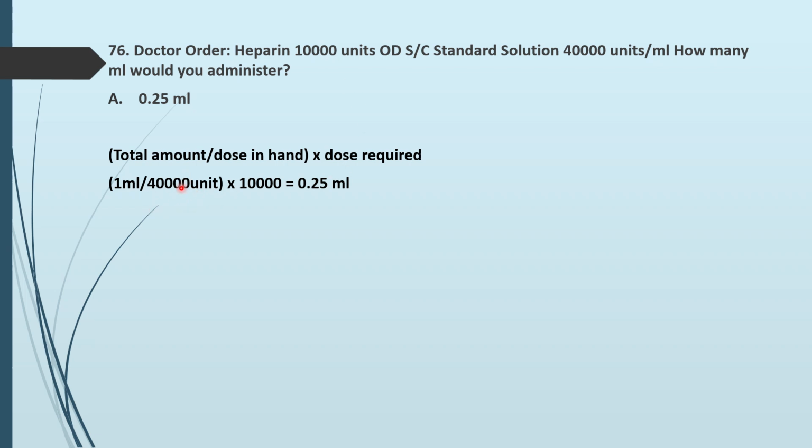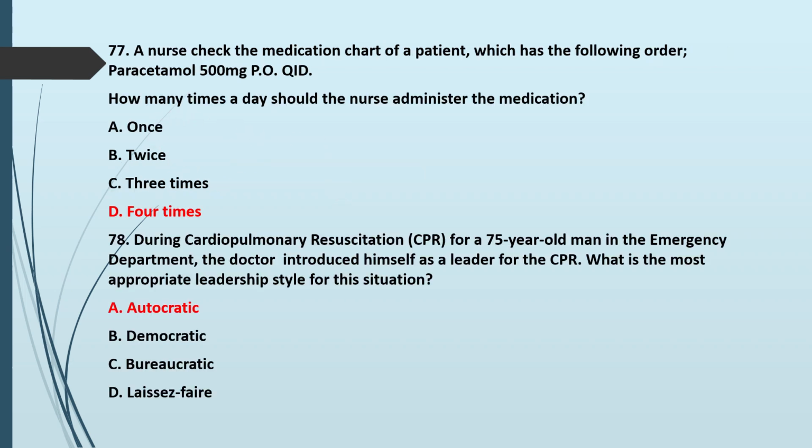So 1 divided by 40,000 times 10,000. That will give you 0.25 ml. So the correct answer is 0.25.